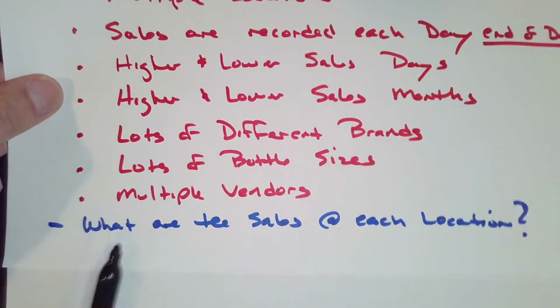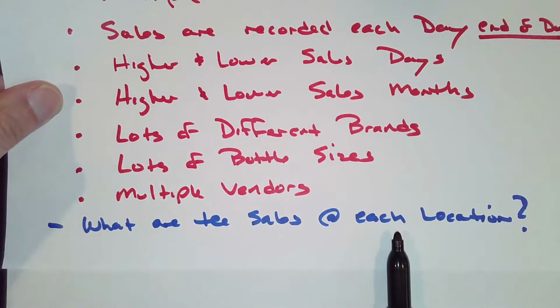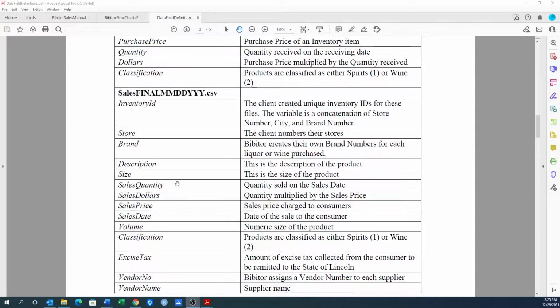All right, we've decided the question. The question was, to remind us, what are our sales at each location? We went into the data definitions and looked at our sales file specifically, and we decided, looking at our sales file, that we wanted store, sales quantity, and sales dollars.